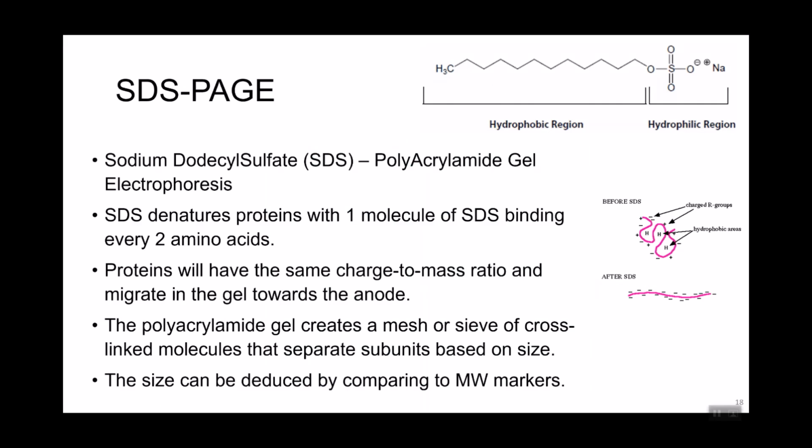The types of gels that we use for proteins are called SDS-PAGE, which stands for sodium dodecyl sulfate polyacrylamide gel electrophoresis. Sodium dodecyl sulfate, or SDS, is a detergent that is used to denature proteins since it has hydrophobic and hydrophilic regions, so it is an amphipathic molecule. And you can see the structure on the top right.